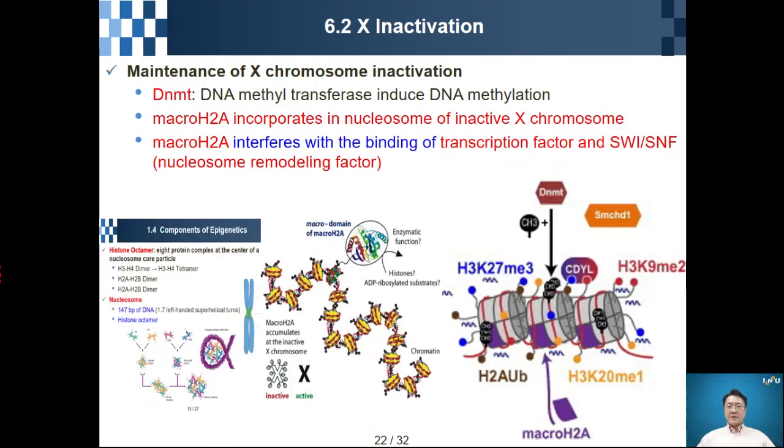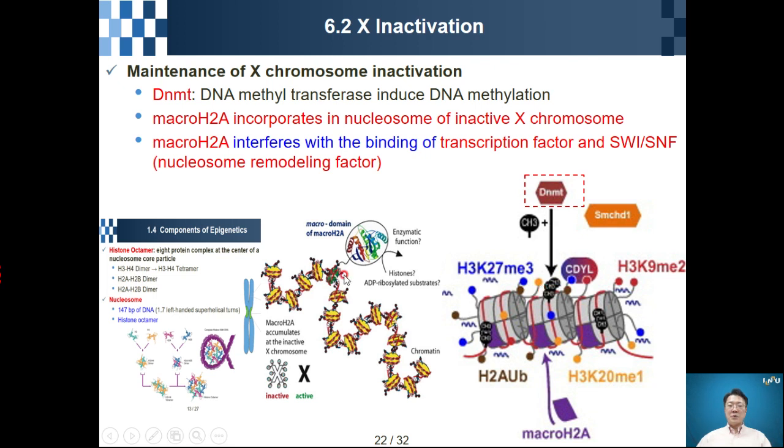In this case, transcriptional activation of cis non-coding RNAs happens. Okay. In this slide, I will explain the maintenance of X chromosome inactivation. So this is the inactive X chromosome. For the maintenance of X chromosome inactivation, DNMT, the DNA methyltransferase, further induces methylation.